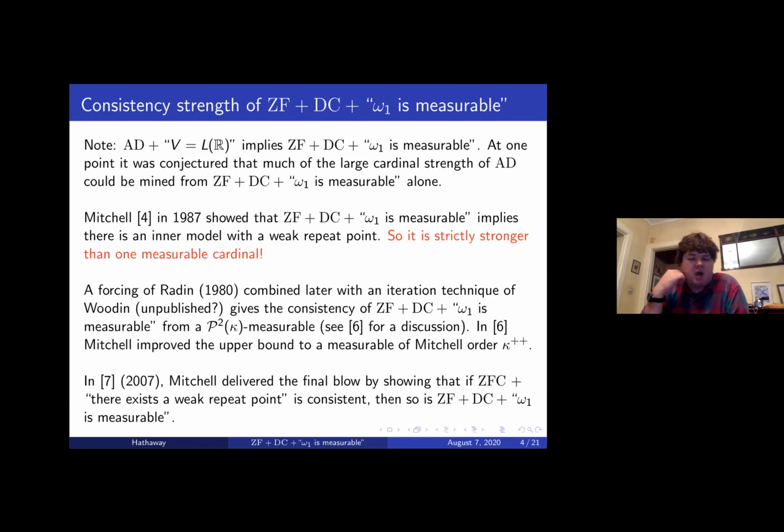I think in his model, DC does not hold. That is not true. In his model, DC does hold. Yes, DC does hold in YEC's model. ZF plus DC plus omega 1 is measurable is equiconsistent with a measurable cardinal. What you're talking about is ZF plus DC plus omega 1 is measurable via the club filter.